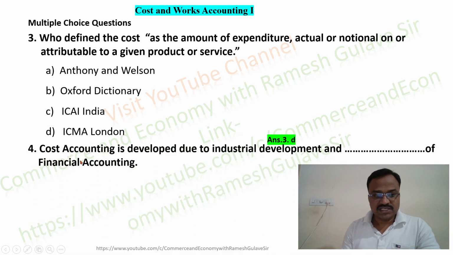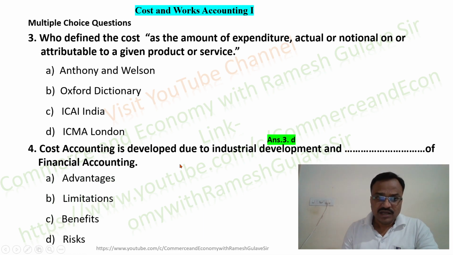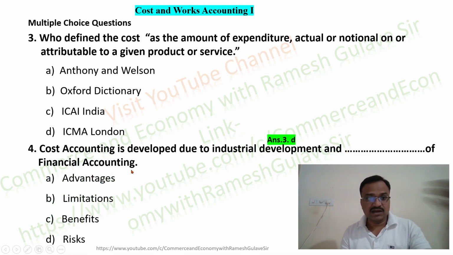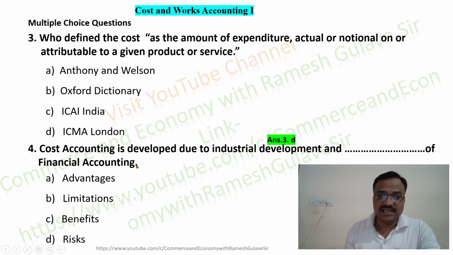Let us move on to the next question, and it says, cost accounting is developed due to industrial development and dash of financial accounting. See friends, here we know that cost accounting as a special discipline has developed because of the industrial development, and along with this, the other reason is the dash of financial accounting. So we know that because of the limitations of financial accounting, cost accounting has developed, right? So there are two reasons. One is industrial development, and second is limitation of financial accounting. So here option B is the right answer.